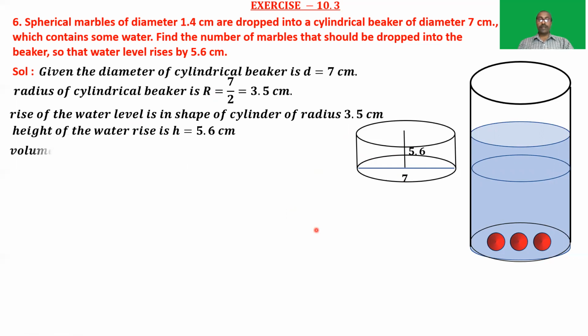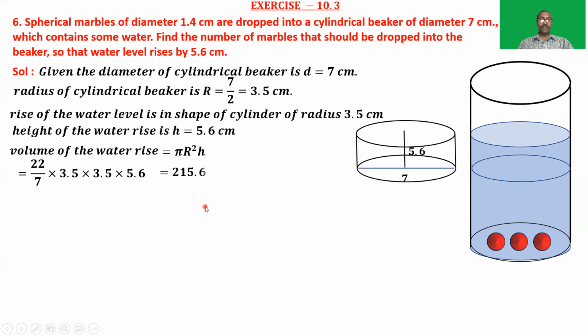And similarly, now the volume of the water rise, which is in the shape of cylinder, is equal to pi R square h. That is pi is 22/7, capital R is 3.5 and h is equal to 5.6, which is equal to 215.6. So the volume of water rise is 215.6 cubic centimeter.